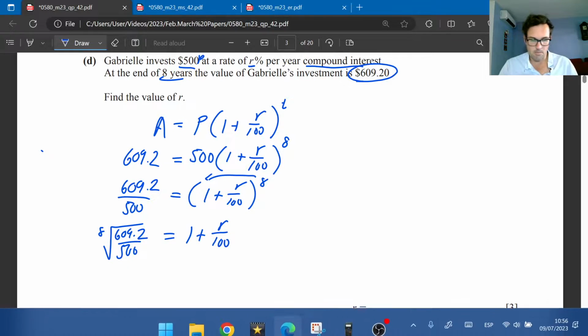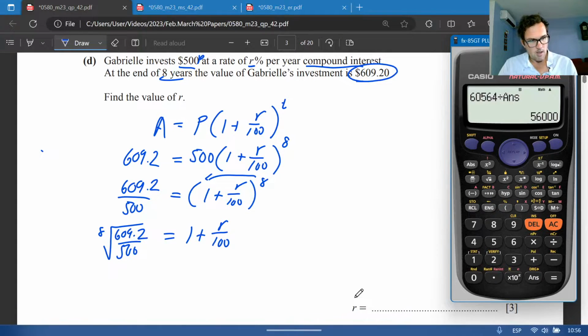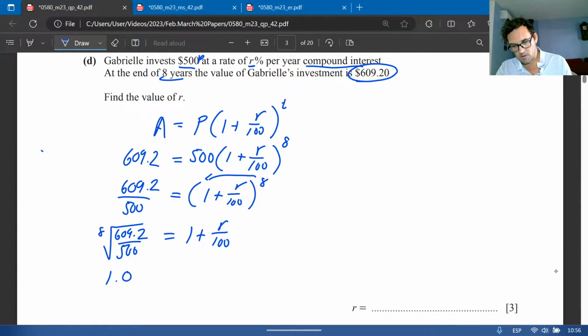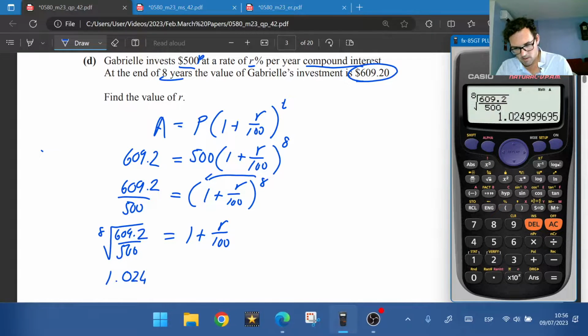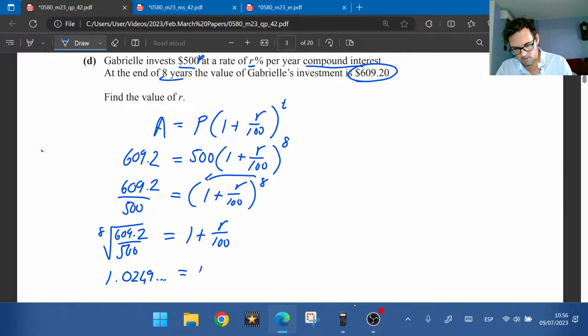I think here I'm going to do the calculation. Okay, so we're going to shift root. I can put any root in there, so I'm putting a root 8. And under the root, we have 609.2 over 500. And that looks quite familiar. It looks exactly like a multiplier: 1.024, et cetera.